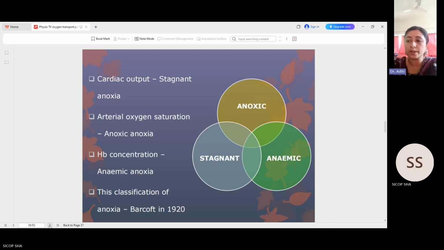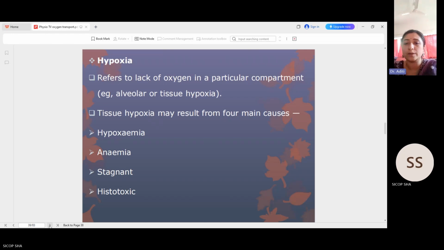The third terminology is anemic anoxia. Anemic anoxia is when there is not enough hemoglobin in the blood. We have seen that hemoglobin is the carrier of oxygen, so when there is not enough hemoglobin, the blood is not capable of delivering oxygen to the body's organs. There is also one more form called toxic anoxia, when chemicals like carbon monoxide, cyanide or alcohol prevent blood from carrying oxygen. So these are some forms of anoxia.